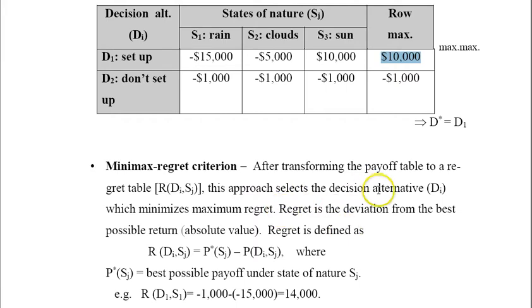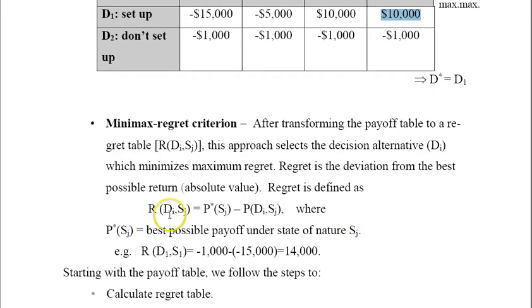which basically we transform the payoff table into a regret table, and then pick the decision that minimizes the maximum regret. So regret is the deviation from the best possible outcome. So we can define that as P star of Sj, where P star is the best possible outcome for each state of nature, and subtract the payoff from the other values.